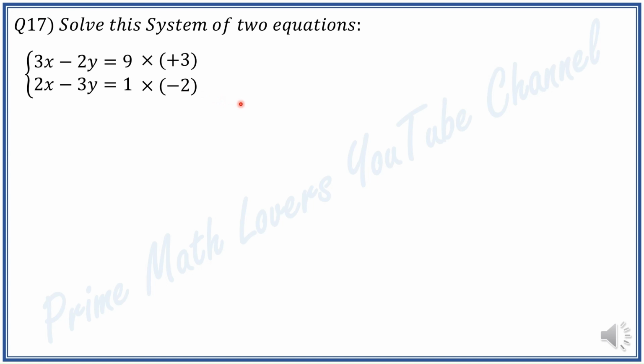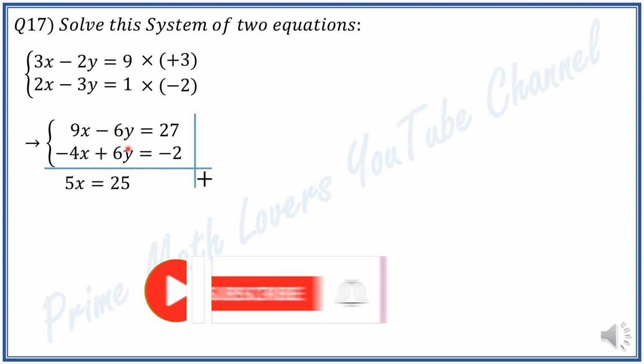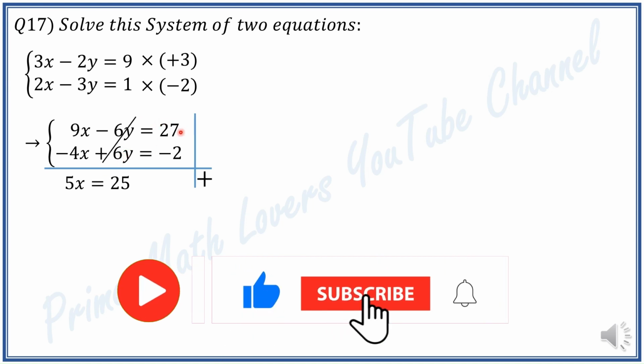So we get 9x minus 6y is equal to 27, and negative 4x plus 6y is equal to negative 2. When we add these two equations together, we get 9x minus 4x, which is 5x. We can cancel the negative 6y with the positive 6y. And on the other side, 27 minus 2 is 25.